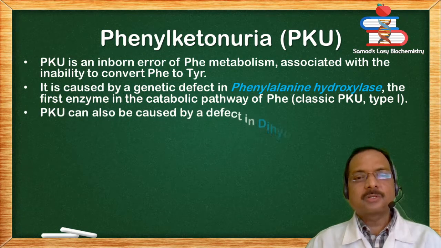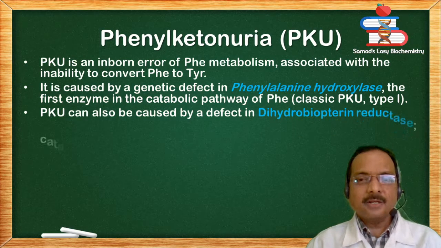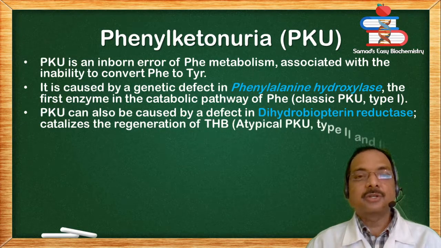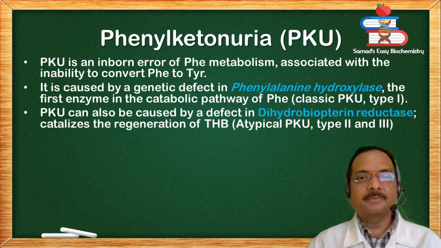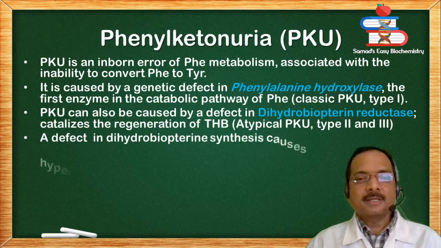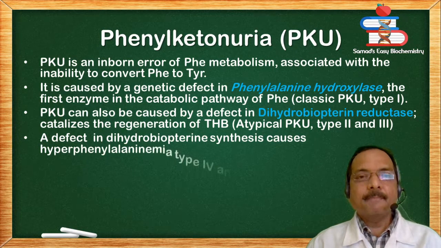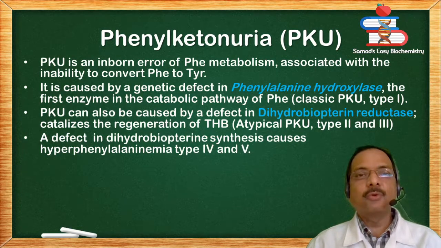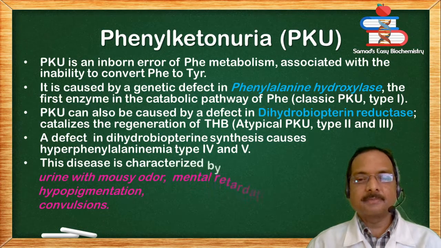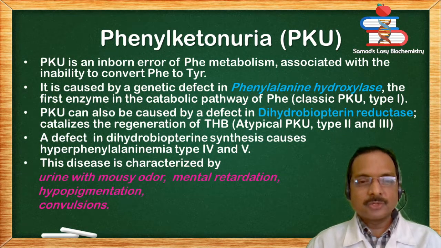PKU can also be caused by a defect in dihydrobiopterin reductase, which catalyzes the regeneration of tetrahydrobiopterin. It's atypical PKU type 2 and type 3. A defect in dihydrobiopterin synthesis causes hyperphenylalaninemia type 4 and 5. This disease is characterized by urine with mousy odor, mental retardation, hypopigmentation, convulsions.